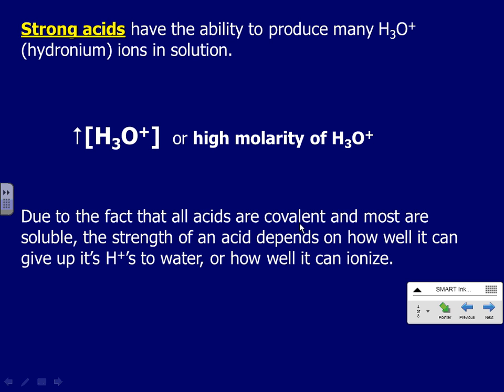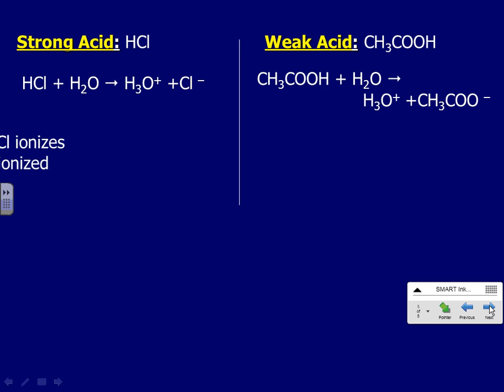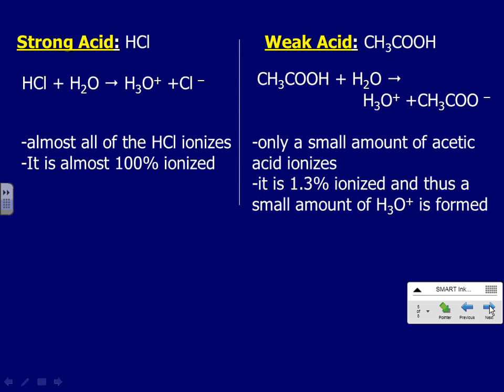Due to the fact that all acids are covalent and most of them are solid, the strength of the acid depends on how well it can give up its H's or how well it can ionize. I will give you two examples of that right now, so no need to write that down. So I've brought two examples up, one that represents a strong acid on the left, one that represents a weak acid on the right.